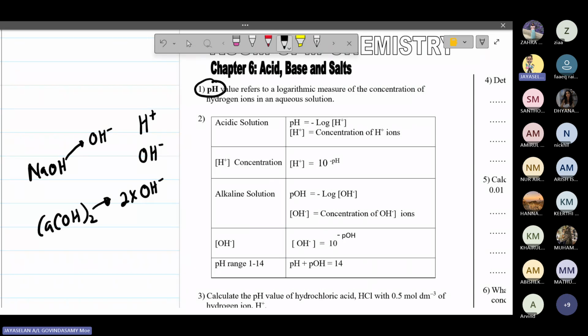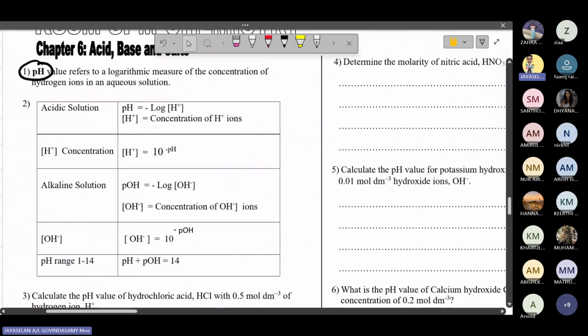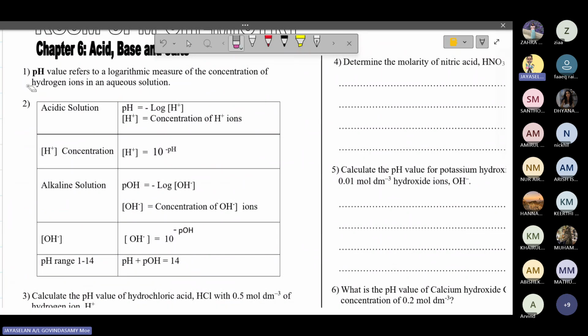So what I don't understand. Okay, later. Okay, acidic solution. If you want to find the pH value, okay, pH value definition, tolong ikat include definition ni. Logarithmic measure of concentration of hydrogen ion in the aqueous solution.